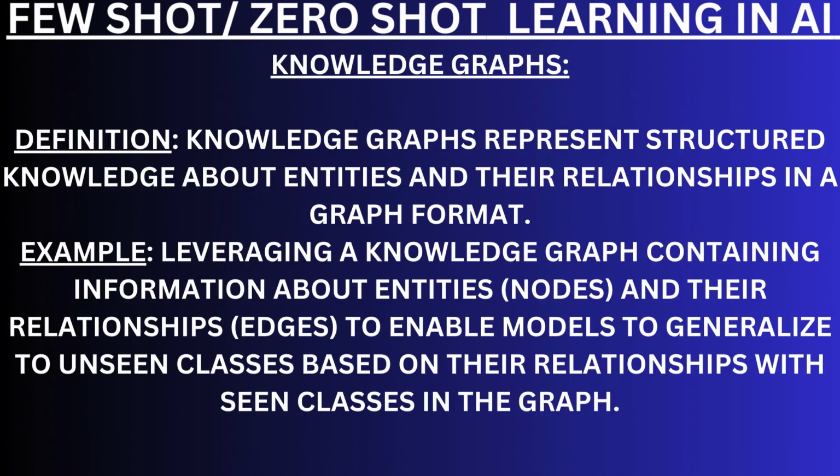Knowledge graphs. Definition. Knowledge graphs represent structured knowledge about entities and their relationships in a graph format. Example: leveraging a knowledge graph containing information about entities (nodes) and their relationships (edges) to enable models to generalize to unseen classes based on their relationships with seen classes in the graph.